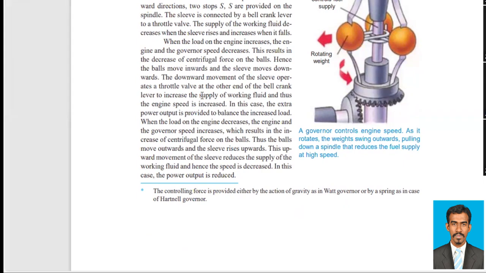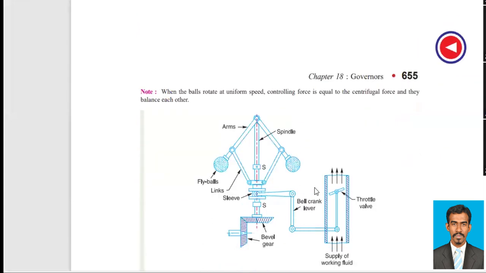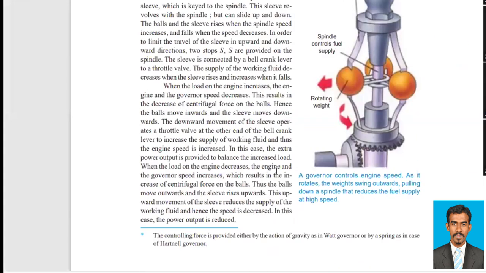The sleeve operates the throttle valve. When it falls down, it will operate this throttle valve through this bell crank lever. The movement of the sleeve up or down will move the bell crank lever either this way or this way, which will control the throttle valve by tilting it either to open the fluid flow or to close the fluid flow.